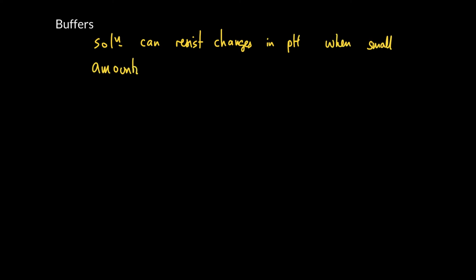In this video, we're going to look at buffers, and we're going to describe what is necessary to make a buffer, and also how to calculate the pH of a buffer. So the definition of a buffer is it's a solution that can resist changes in pH when small amounts of acid or base are added.